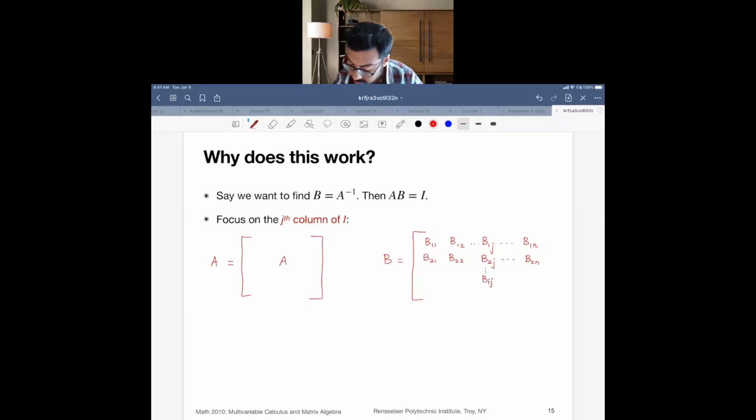Bij. And I can now write the last one. So this goes down. For the last one, I have Bn1, Bn2, Bnj, Bnn, right? The reason is I'm trying to focus on the jth column of I.